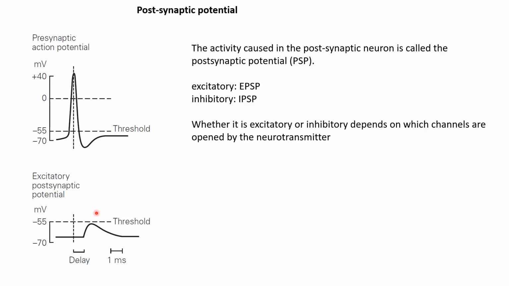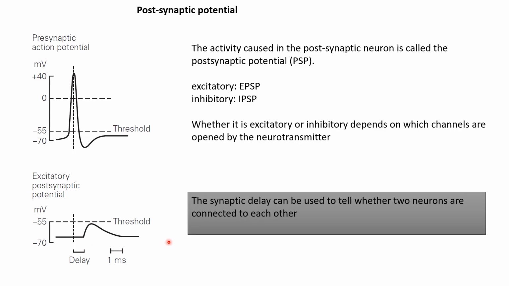We can also observe there is a small delay between the action potential in the presynaptic neuron and the postsynaptic potential here. This small delay is of course because it takes time between when the action potential arrives here and then the fusion of the vesicles, release of neurotransmitters and opening of channels here. All that process takes some time and that causes a small delay on the order of a millisecond or a few. This delay can also serve as a useful experimental tool to tell us whether two neurons are directly connected to each other.